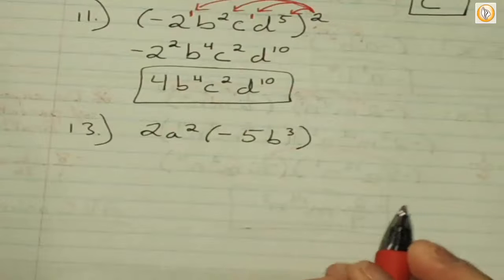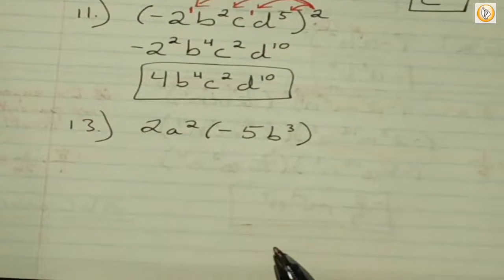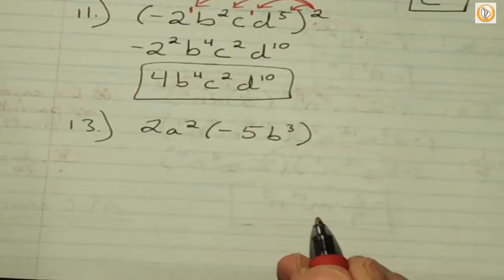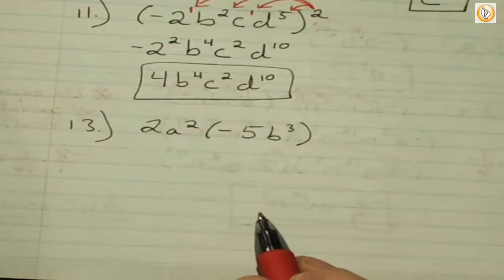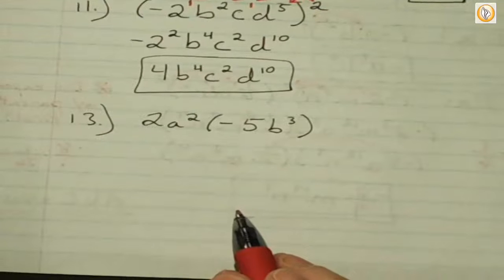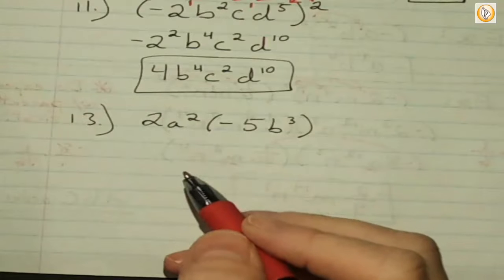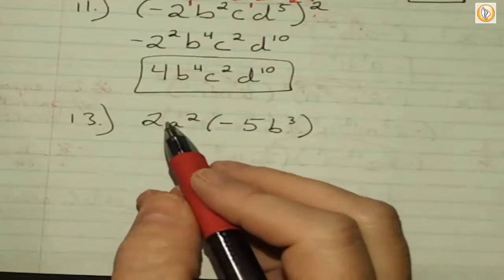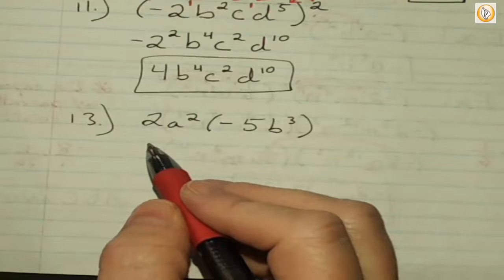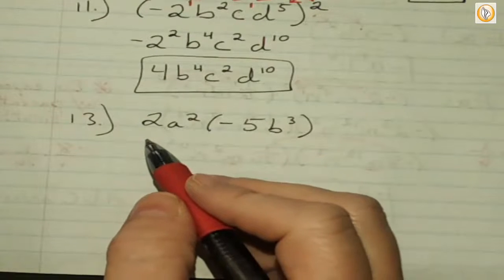Negative 2a squared times 5. Wait, sorry. Alright, negative 10. How did you get negative 10? Oh wait, distribute. Okay, I'm in limbo. Give me a sec. Okay.